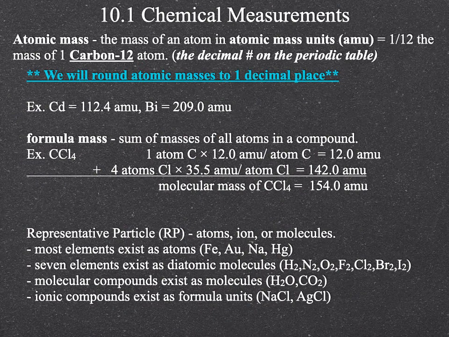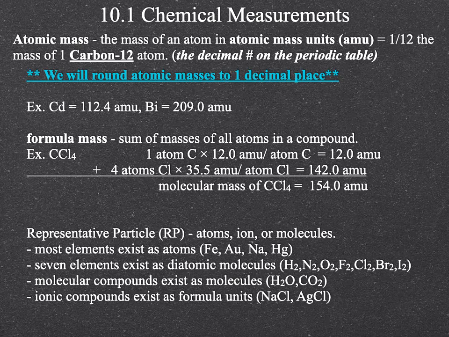Now, atomic mass is simple. It's just the mass straight off the periodic table. But what happens if we have a compound, which we have a formula for? If we want the formula mass, it's the sum of all the masses of all the atoms in that compound. The example you see is CCl4, carbon tetrachloride. Carbon tetrachloride is made up of 1 atom of carbon and 4 atoms of chlorine.